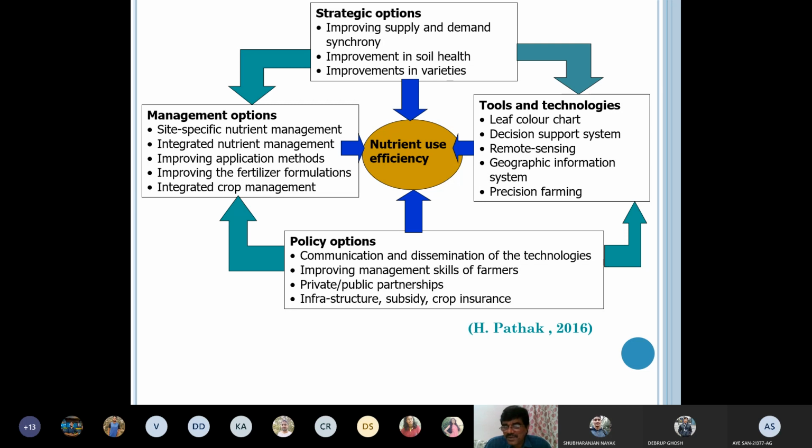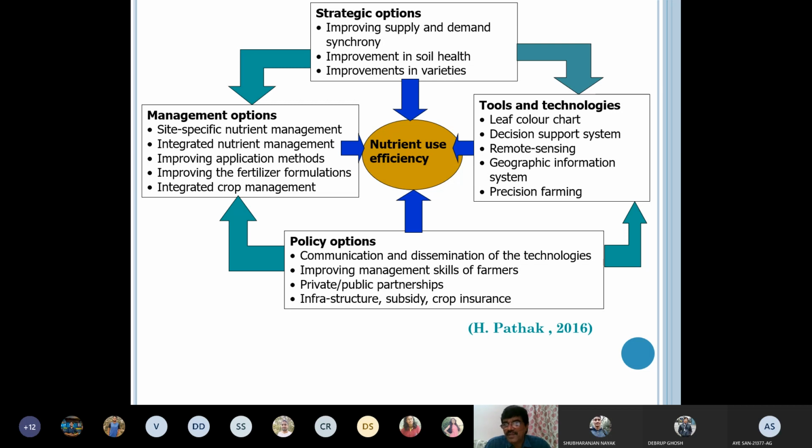If there is no demand, why to apply nutrient? It will be wastage. So nutrient use efficiency will be low. Soil health should be improved by adding organic matter, by improving chemical, physical, biology. It is gagar mein sagar. It is so much improvement in soil health. It is too much. Means it is not that easy to improve the soil health, but we can consider to improve it. And improvements in varieties. As I told you that we need to develop or identify genotypes which are nutrient use efficient.